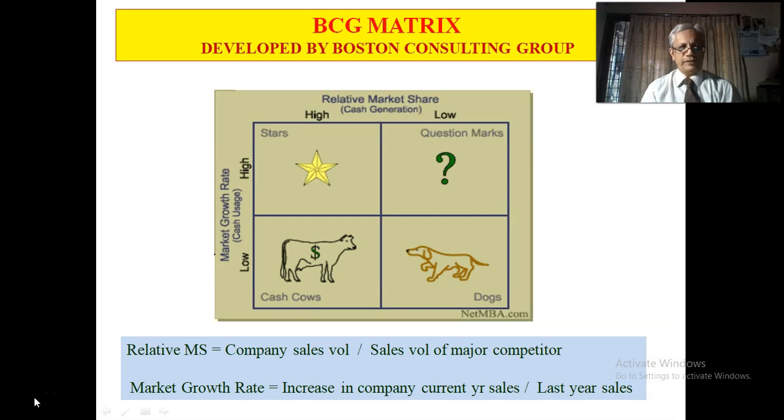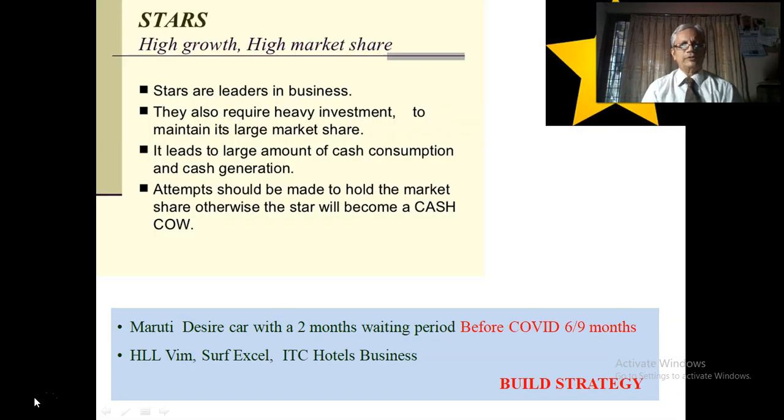Relative market share is nothing but your company's sales volume divided by the sales volume of the major competitor, and market growth rate is the increase in the company's current year sales divided by the last year's sales. So these are the 2 parameters considered to map these products. So let us go through the products in detail.